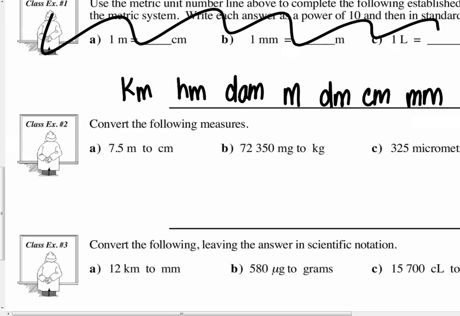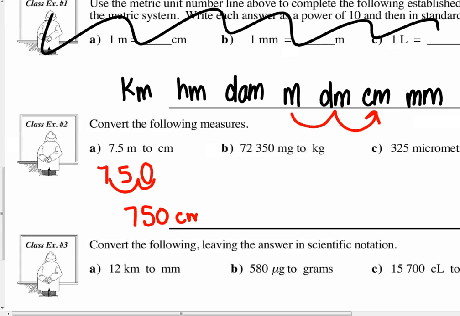So, how many places are we moving from meters to centimeters? 2 to the right. So we want to take our decimal place, move it 2 to the right, which gives you 750 centimeters. Or you can think of it this way. If it's 2 to the right, we're multiplying by 10 twice, or multiplying by 10 squared. Right? 10 times 10 is 10 squared. So if you multiply by 10 squared or multiply by 100, it's another way to get it.